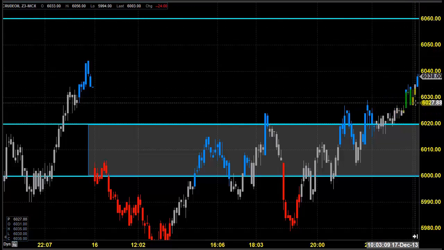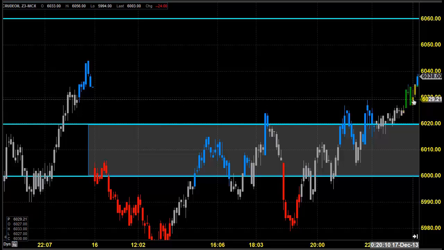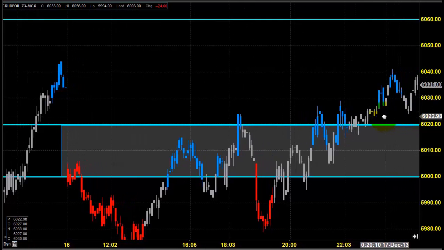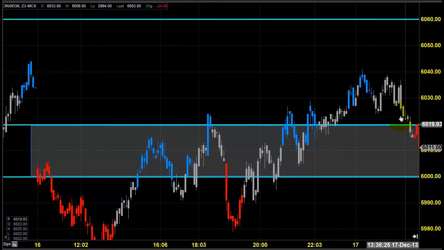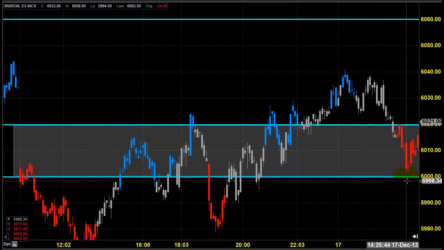Now let us see what happened after the price opening. Since the price opened above the 6020 zone, there may be some buying as per our expectation. Now let us see what happened after that. Now you can see the price was taking support near the 6020 zone. Now it is entering into the key zone of 6020 and 6000. So it is a very major zone.